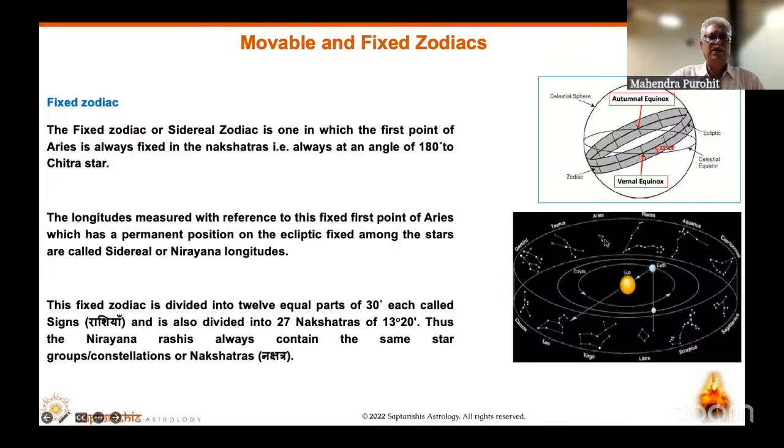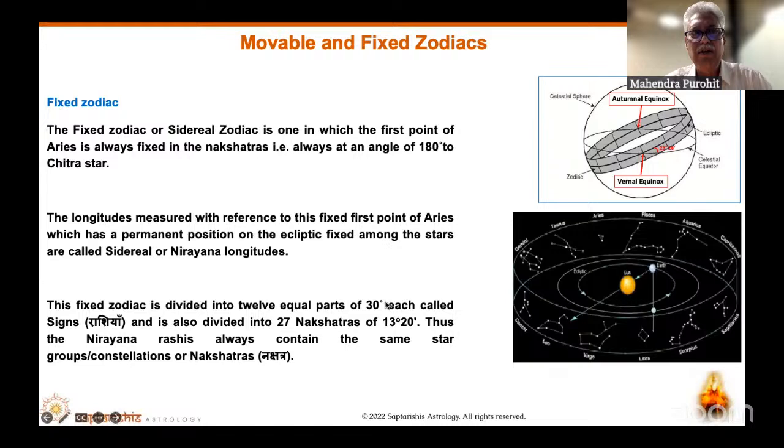If you measure the longitudes by taking this point as reference, then it is a sidereal longitude. So the longitudes are called sidereal longitudes. This is the system adopted by Vedic astrology. The fixed zodiac is divided into 12 equal parts of 30 degrees each, starting from this point. They are called Nirayana Rashis, and they have the same group of stars in those signs.